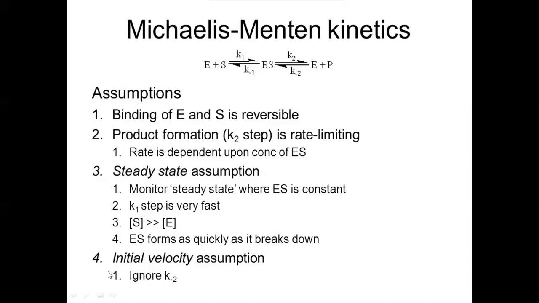And the fourth assumption here is the initial velocity assumption. That is, we are ignoring the K minus 2 value. Why? Because K minus 2 is a backward reaction, which is useful for converting products into the ES complex. This reaction is completely ignored because the concentration of products is comparatively less. So there is no favorable backward reaction occurring here. That is why we are ignoring the K minus 2 reaction. This is the fourth assumption of Michaelis-Menten.